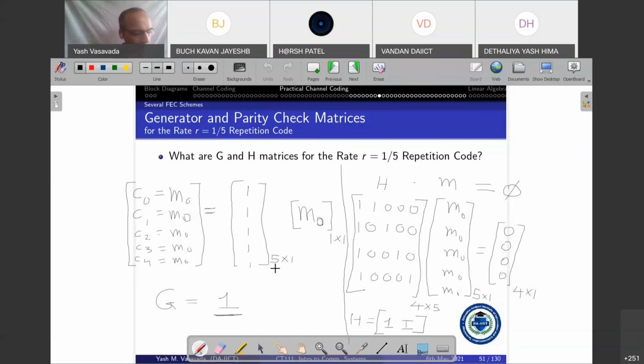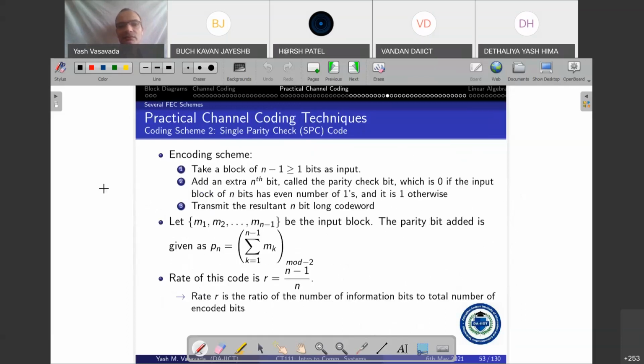Yes, sir. And sir, the G matrix is all ones and H matrix is ones and identity matrix. It is applicable only for the case of repetition, right? Only for the repetition code, correct. So that is what we are now going to look at another scheme that we have not seen so far. This is a new scheme, and you will see that G and H will change.